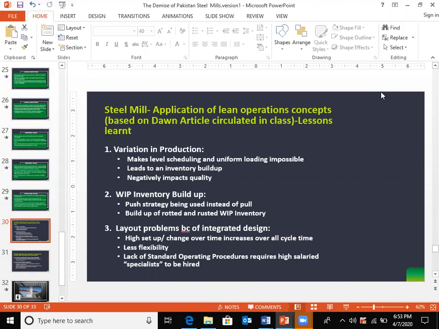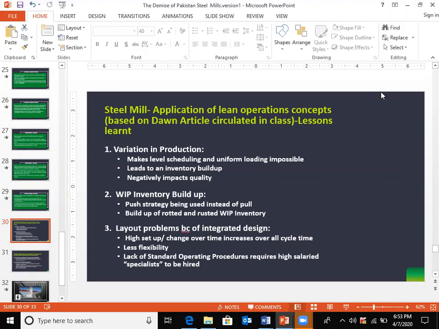And so, when you have variation in production, that causes a lot of problems. It makes level scheduling and uniform loading close to impossible. Variation in production leads to inventory buildup and it negatively impacts quality.